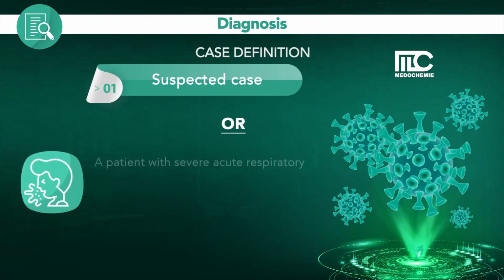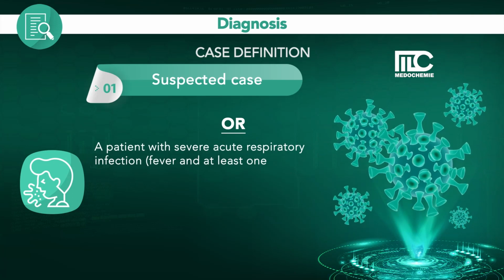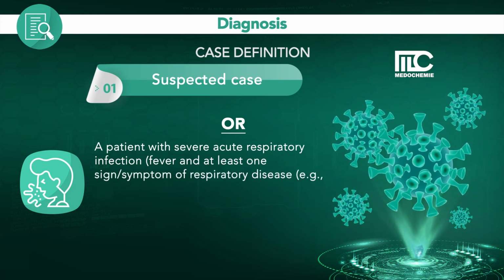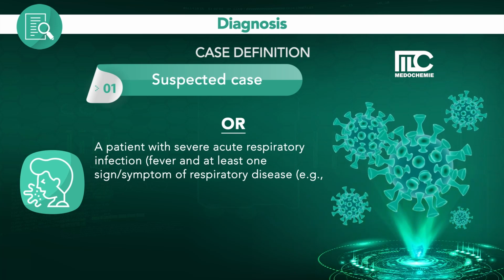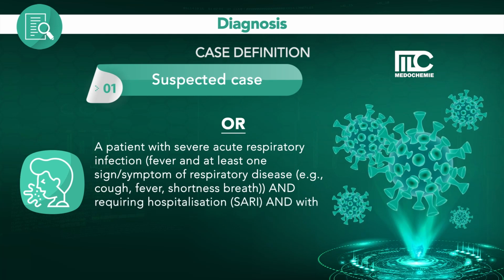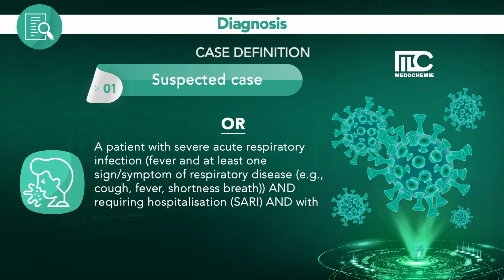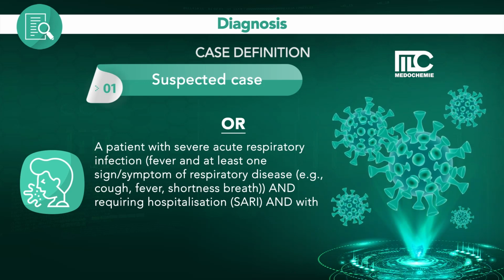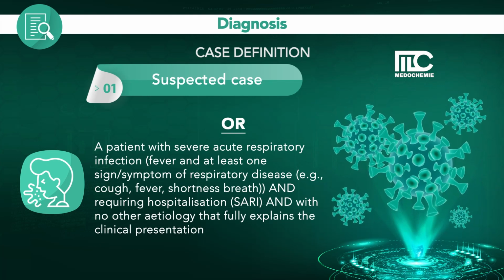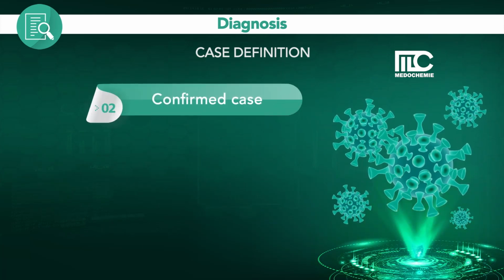Lastly, a patient with severe acute respiratory infection, that means fever and at least one of the following signs and symptoms of respiratory distress: cough, fever, shortness of breath. This requires hospital isolation. All this means SARI, severe acute respiratory illness, with no other etiology that fully explain this clinical presentation. But what about the confirmed case?